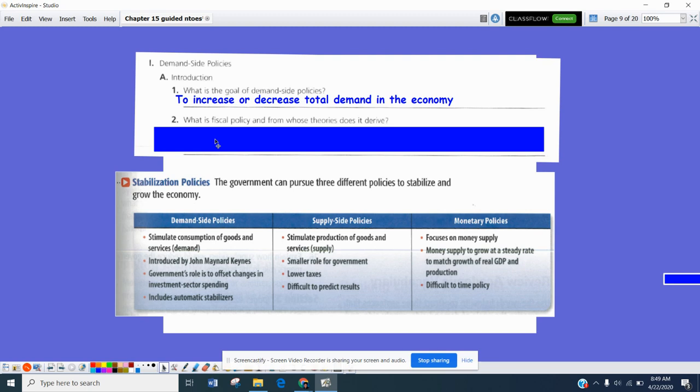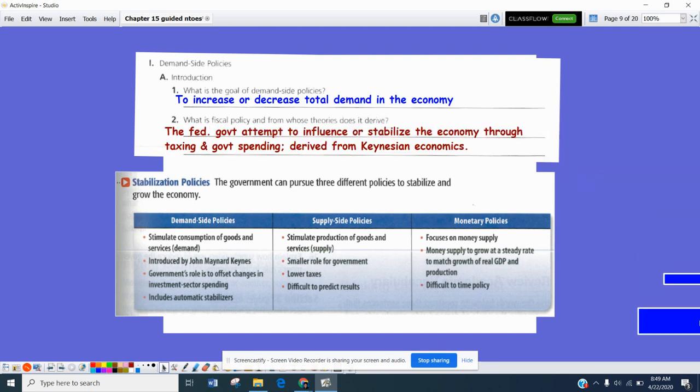So, what is this policy and from whose theories is it derived? It's a federal government's attempt to influence or stabilize the economy through taxing and government spending. And it's derived from John Maynard Keynes, or Keynesian economics. John Maynard Keynes was British. He was an economist who lived during the early part of the 20th century.